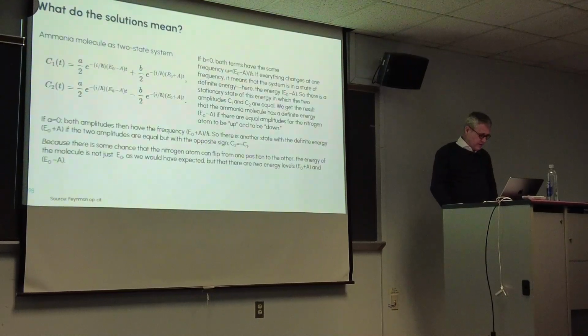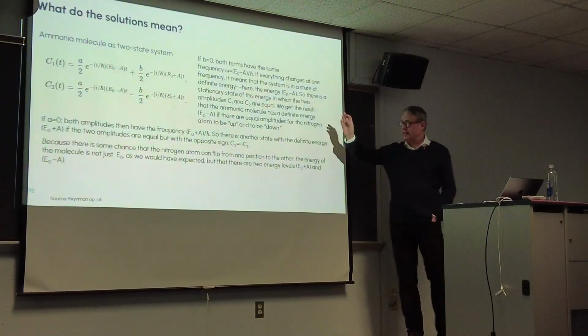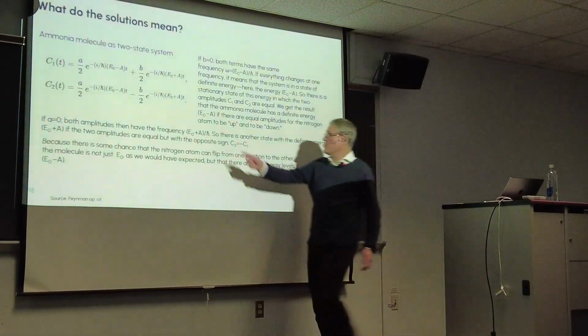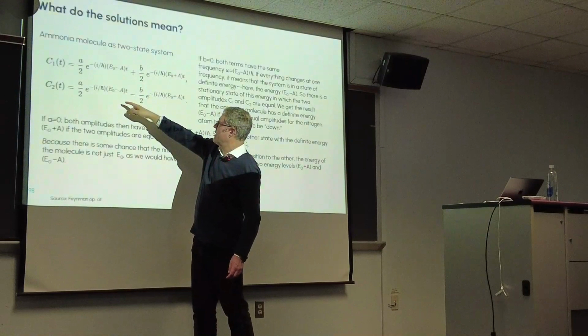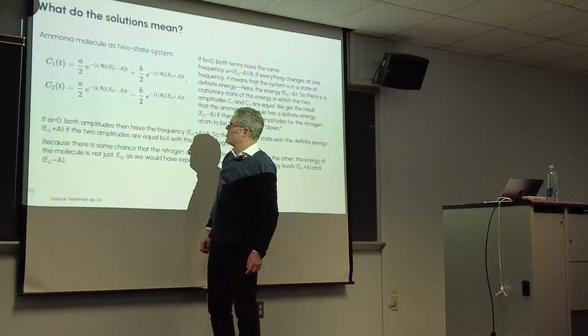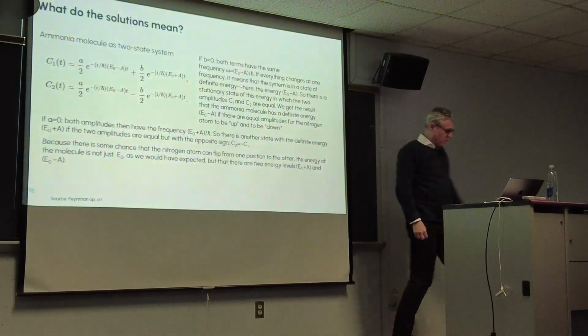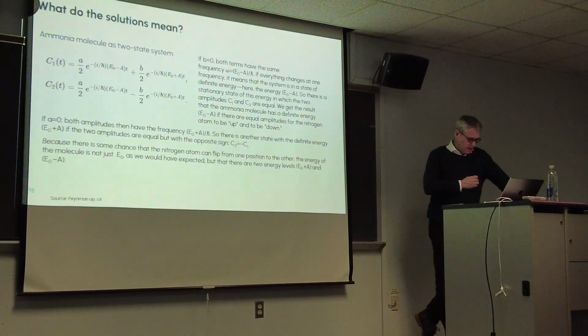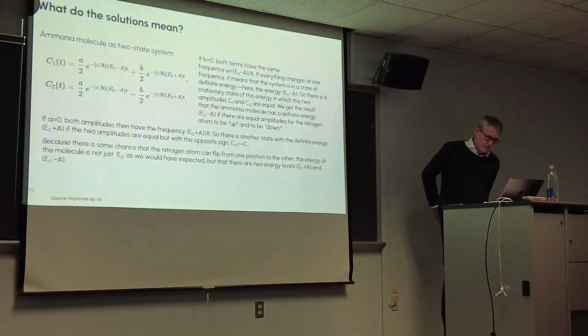So what do these solutions mean? Let's look at these equations. We don't have to understand how they come about. But if b equals 0, then we have just the first term, because if I put in 0 here, this all gets 0. The first term, as we see, is exactly the same. So if b is 0, both terms have the same frequency, namely omega equals E0 minus A divided by the Planck constant. If everything changes at one frequency, it means that the system is in a state of definite energy. Here the energy is E0 minus A.